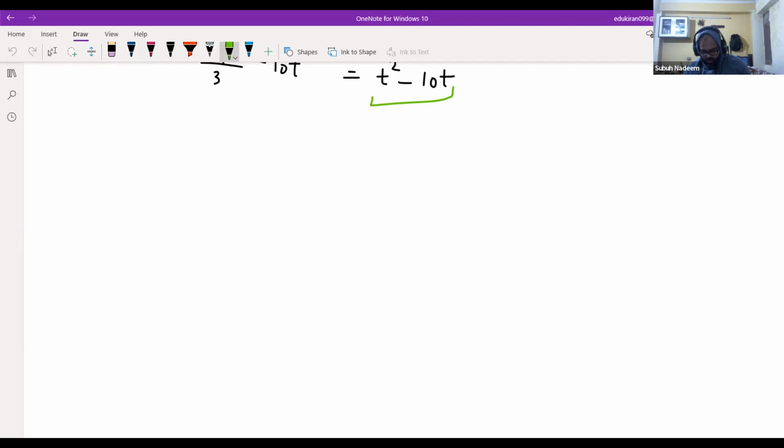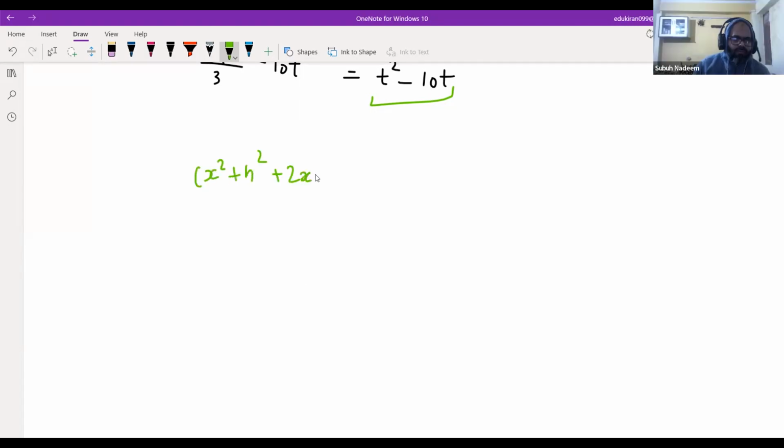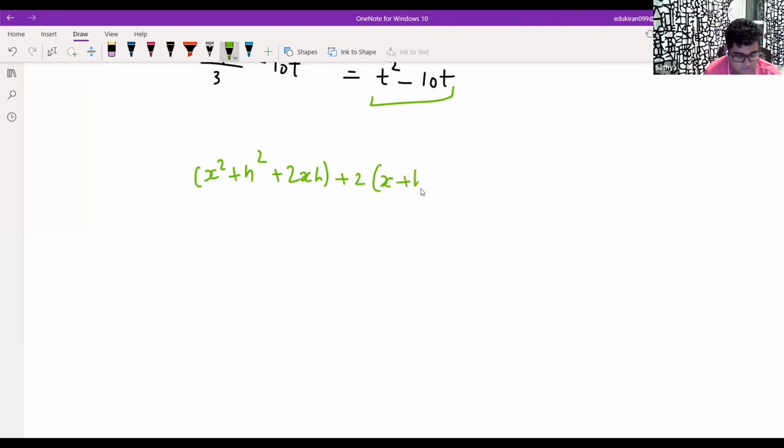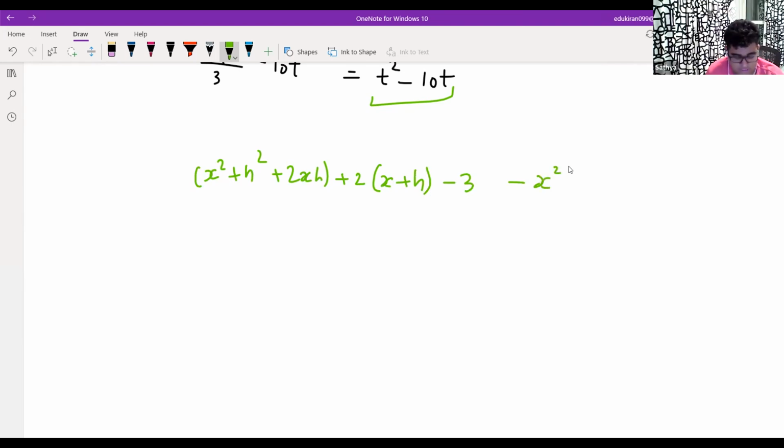Can you tell me how you have done it? So (x plus h) whole square, I wrote it as x square plus h square plus two x h, and then plus two x. Two bracket (x plus h) I got as two x plus two h minus three, and then minus of (x square plus two x minus three), that is minus x square minus two x plus three.